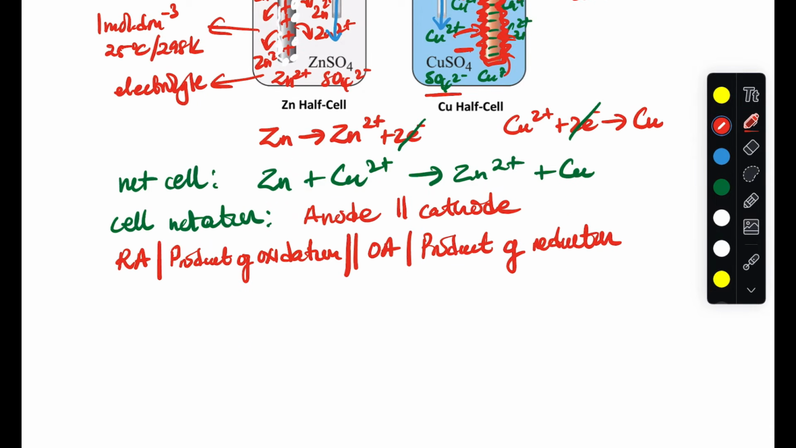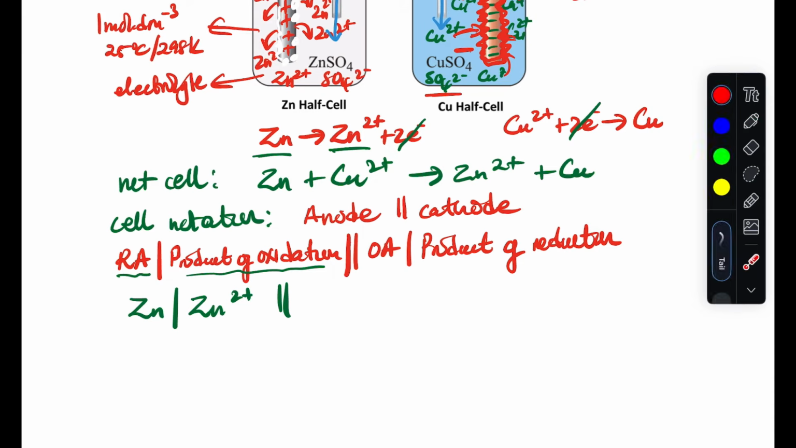So what are we doing here? What is the reducing agent? The reducing agent is found in the oxidation. The reducing agent is this, so it's going to be zinc, and then the state, and then the product of oxidation, which is going to be Zn2+, and then the salt bridge, and then the oxidizing agent.